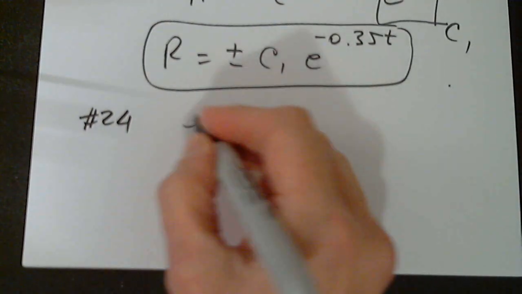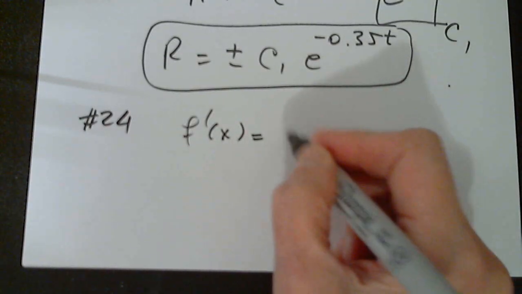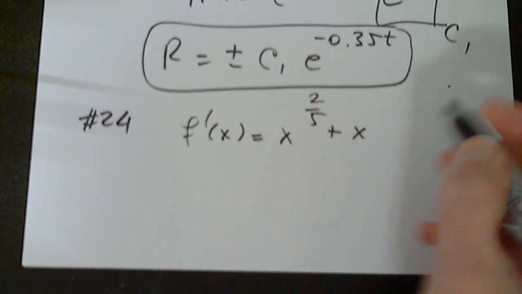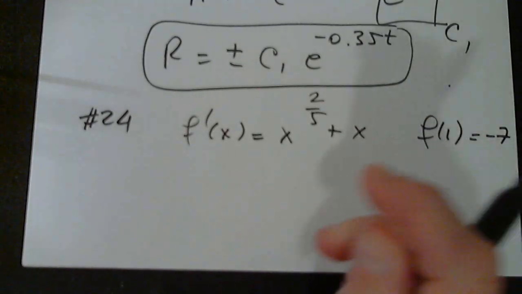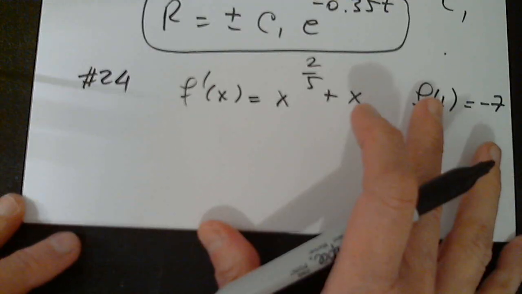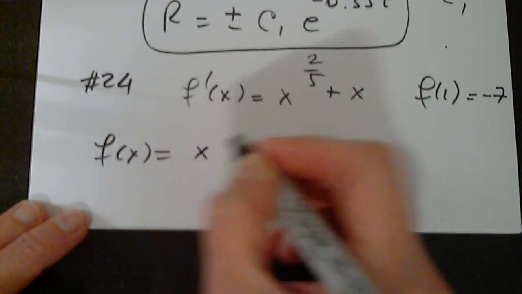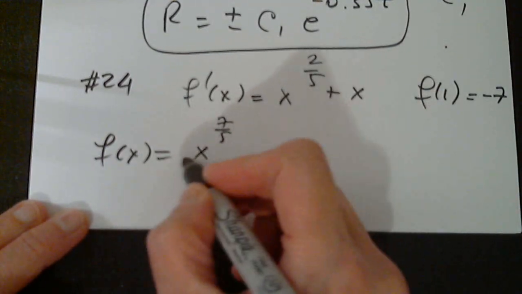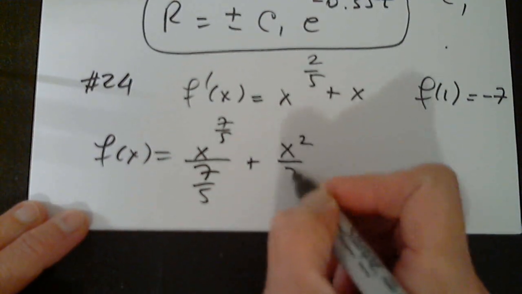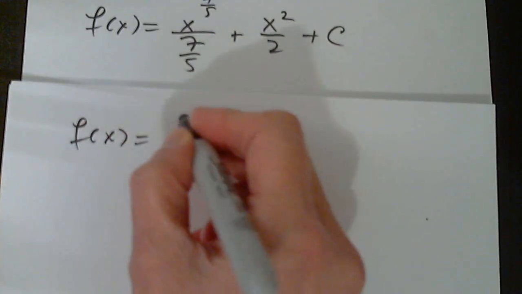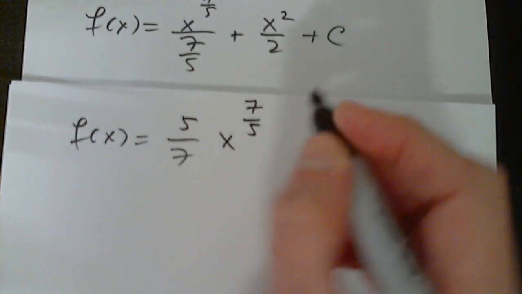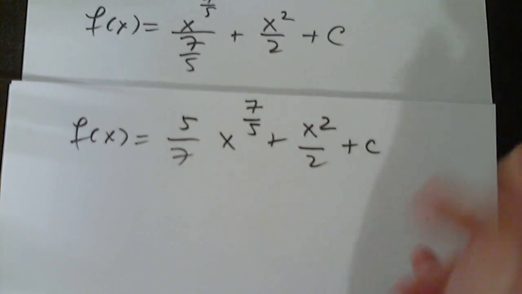Number 24 is f prime of x equals x to 2/5 plus x, and we are given f of 1 equals negative 7. Basically, this is actually chapter 4, but they're also here. So then f of x equals x to 2/5 plus 1, which is 7/5 over 7/5 plus x squared over 2 plus a constant c. I have to flip the denominator. So then f of x equals 5 over 7 x to 7 over 5 plus x squared over 2 plus a constant c.